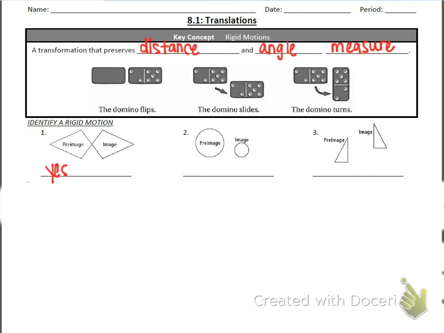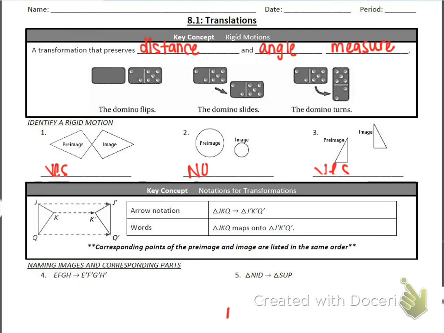And then we're going to do these together. So number two, guys, is it a rigid motion? Yes or no? No. What does it look like they did on that one? They shrunk it. And then number three, rigid motion, yes or no? Yes. What does it look like they did there? They slid it, and what else? It looks like they flipped it, right? So they flipped it and they slid it.